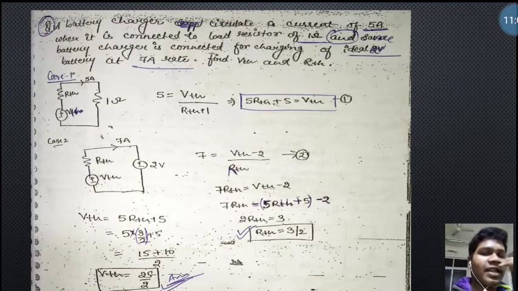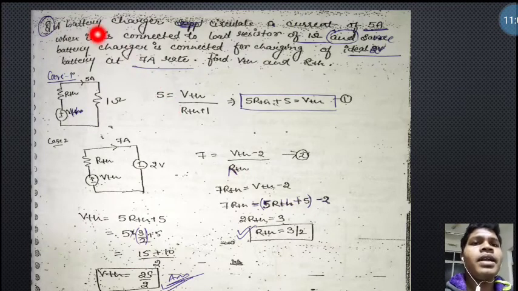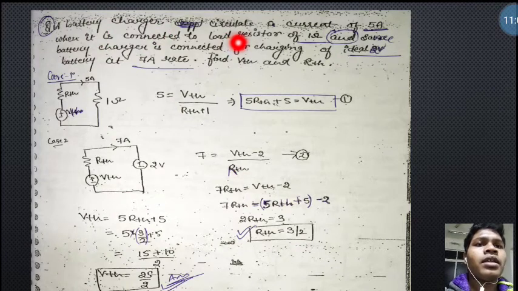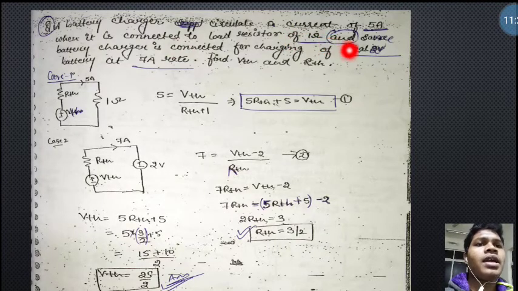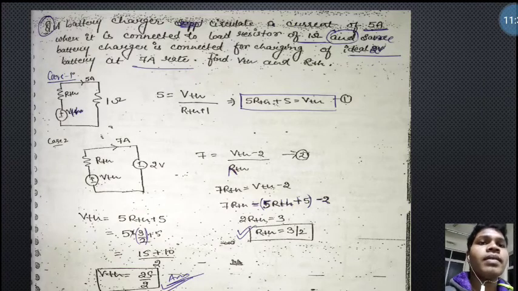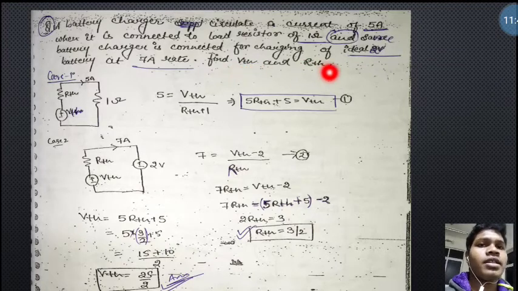Now come to another question. The question says that a battery charger circulates a current of 5 ampere. So there is a battery charger connected to a load resistance, which is given as 1 ohm, and the source battery charger is connected for charging an ideal 2 volt battery at a 7 ampere rate. We need to find VTH and RTH, that is, Thevenin's voltage and Thevenin's resistance.